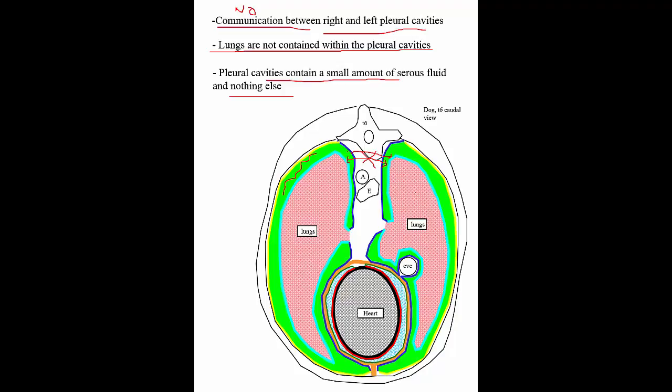So the lungs, even though I said they push down, like your hand pushing into a balloon, they push down and into the pleural cavity, they are not inside of the pleural cavity.